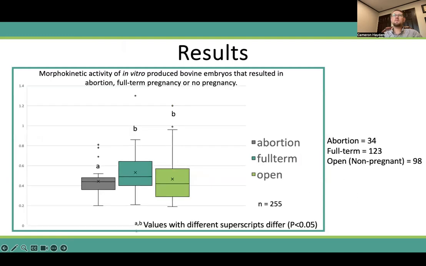In another sample of embryos, we also compared embryo morphokinetic activity of in vitro produced bovine embryos that resulted in abortion, full-term pregnancy, or no pregnancy. Again, we found that there were only significant differences between the aborted and full-term pregnancy embryo morphokinetics, whereby the aborted embryos resulted in the lowest activity levels when videoed immediately prior to embryo transfer.